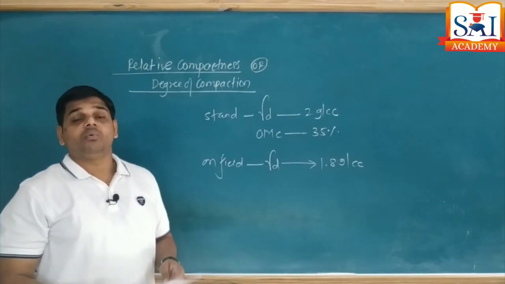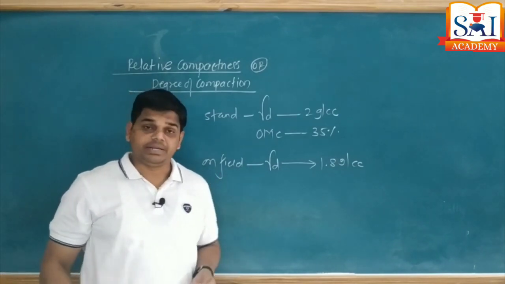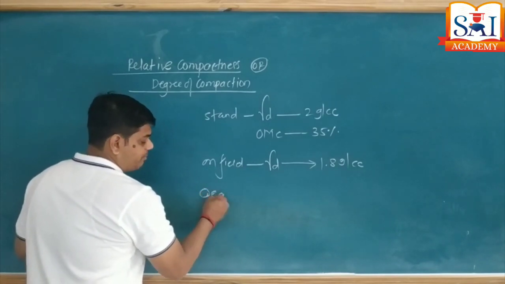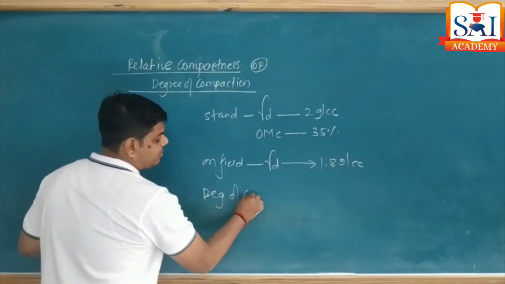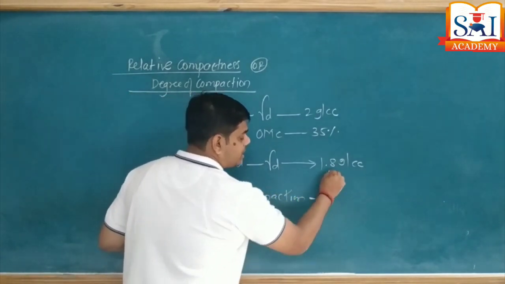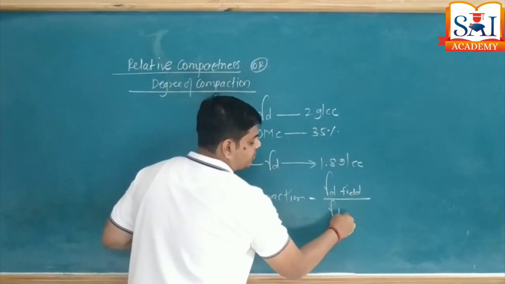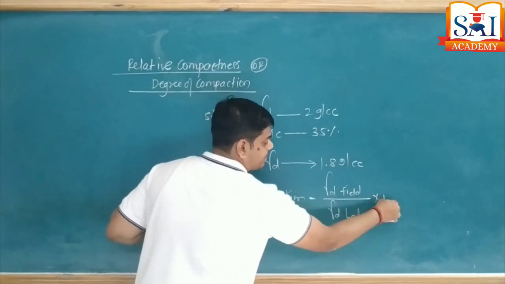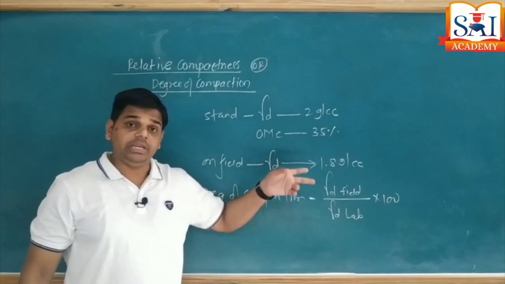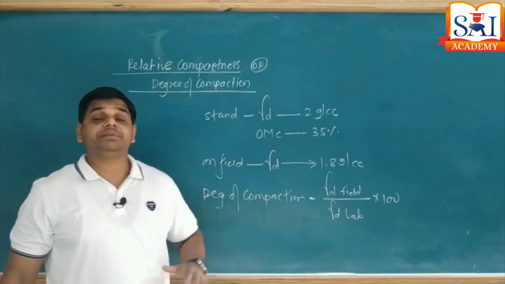Now how do we check whether we attained the compaction or not, or how do we obtain relative compactness? For that, the formula is very simple. Degree of compaction or relative compactness is equal to the ratio of dry unit weight of soil on the field divided by dry unit weight of soil in the laboratory, multiplied by 100, as it is expressed in percentage.